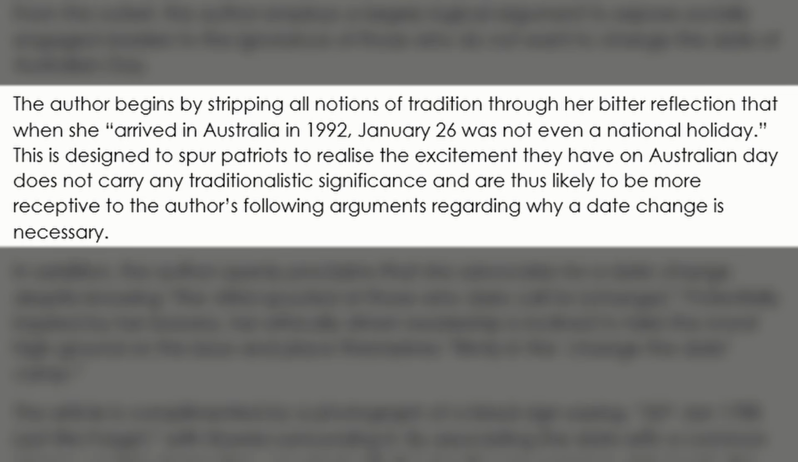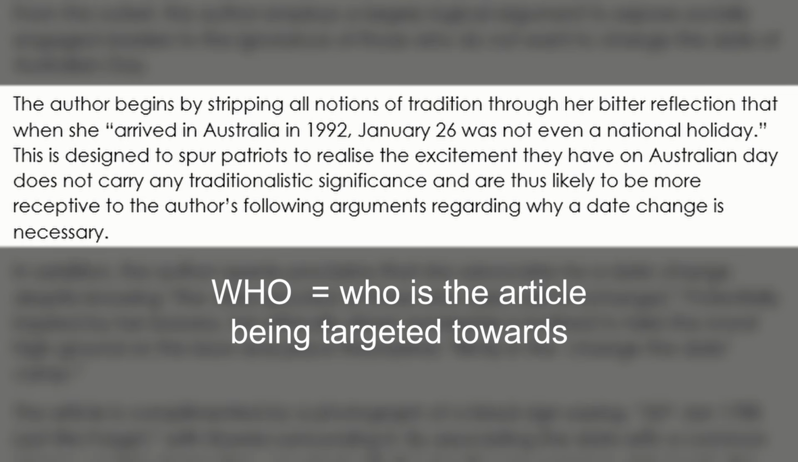Who refers to the audience. So who is the article being targeted towards? And for this, you want to be specific with your audience. You don't want to say readers, say logical readers. Don't say audience, say sympathetic audiences. And in the case of this example, the audience are patriots or patriotic Australians. So people who take pride and are proud of their country.